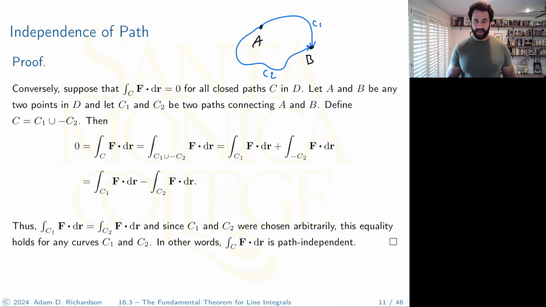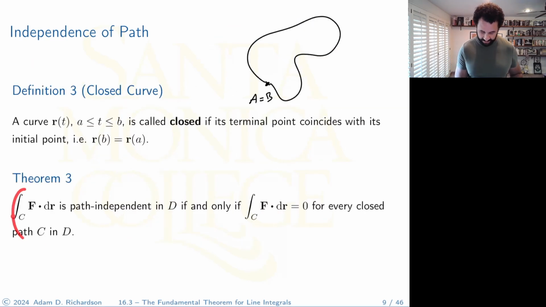Now this is pretty much all we needed, because what we have is that this difference is equal to 0. That means that these two integrals are actually equal to each other, and that is the definition of path independence. These integrals are equal to each other, so the integral is path independent. All right, so now we've proven that path independence is equivalent to the line integral being 0 over any closed path.